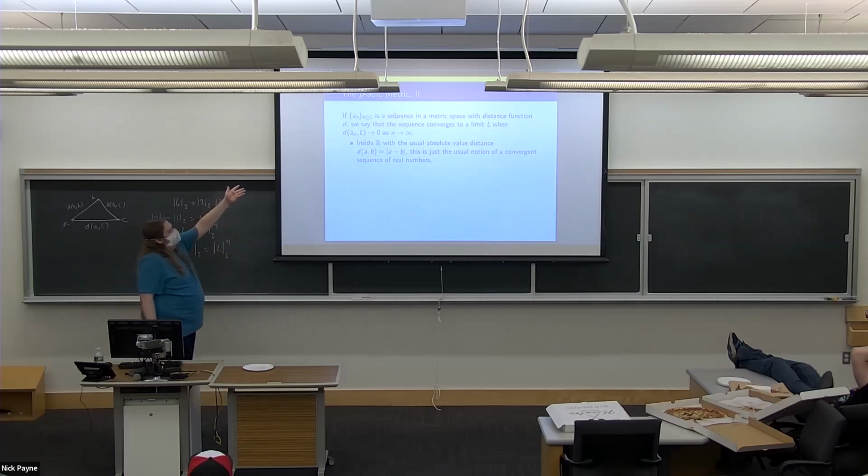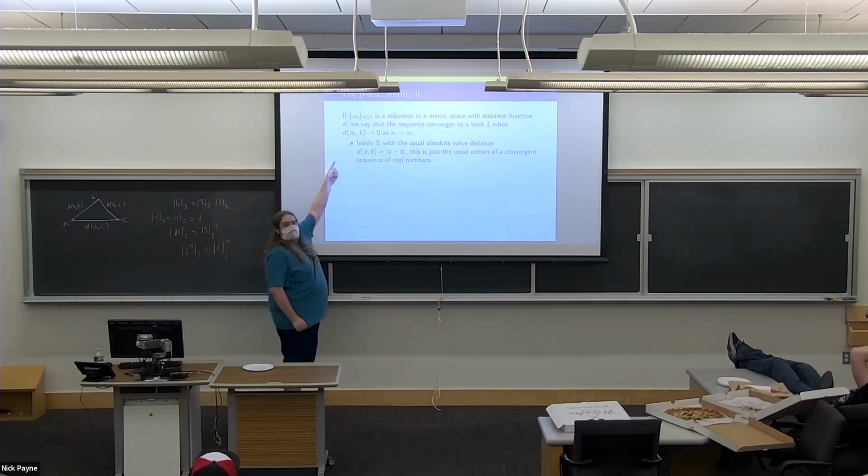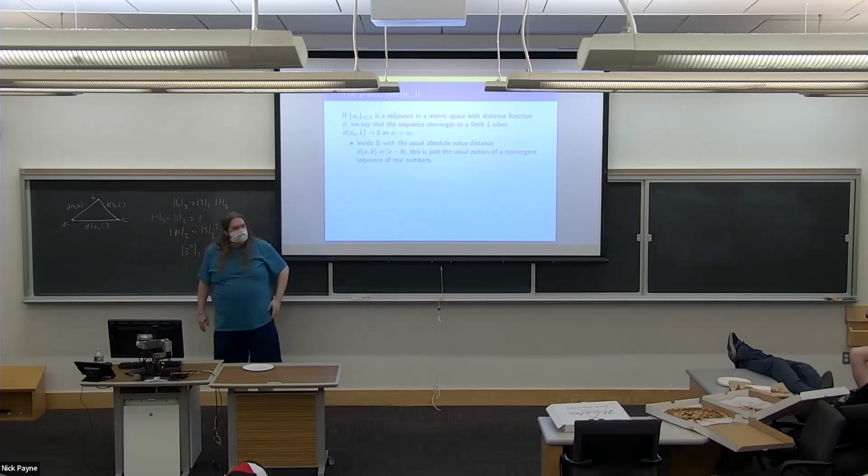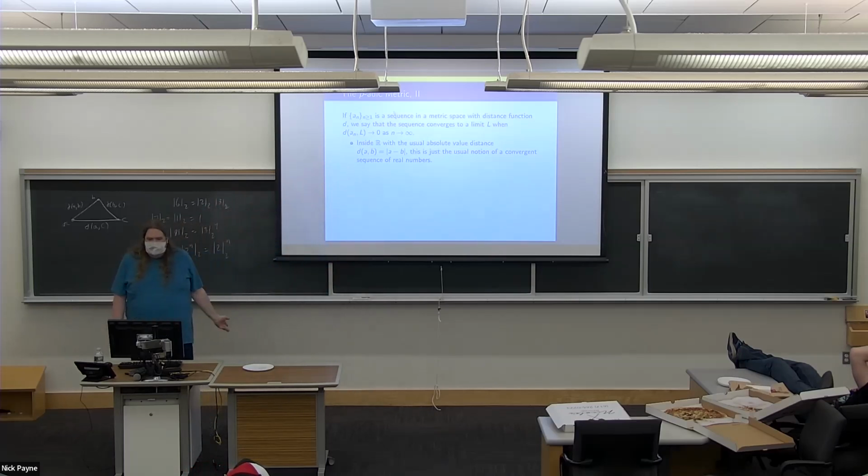Well, I can just say that, right? I just phrase it in terms of the distance function for my metric space rather than the absolute value, which is what you would do for real numbers. So I just say the distance between a_n and this limit number has to go to 0 as I go far out in the sequence. Again, this is just generalizing the usual idea of a convergent sequence of real numbers.